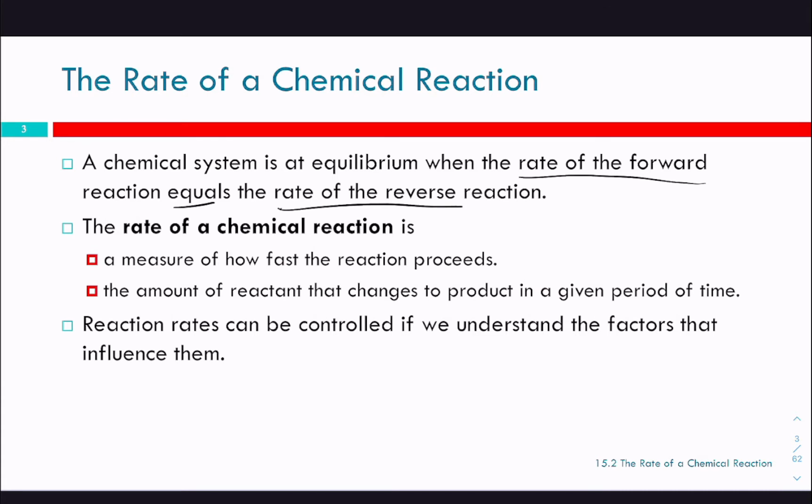The rate of a chemical reaction, so how fast the forward reaction is going or how fast the reverse reaction is going, is a measure of how fast the reaction proceeds. So you think of rate like when you're driving a car, it's the rate of speed. Or if you're trying to make tacos or something, it's how many tacos you can make per amount of time. It's also the amount of reactant that changes to product in a given period of time. So reaction rates can be controlled if we understand the factors that influence them.